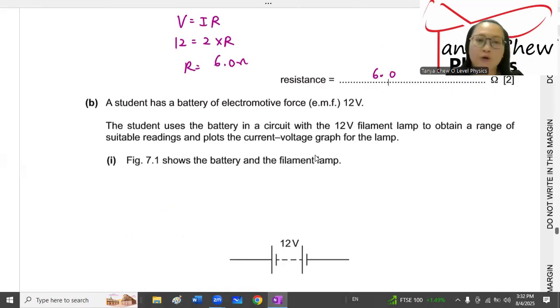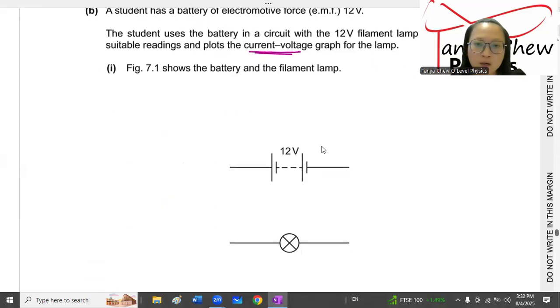But before we draw a circuit diagram, the student needs to plot a current voltage graph for the lamp. So if you want a current, you have to measure the current using an ammeter. An ammeter must be connected in series with the main circuit. Series means, to think of it simply, you just connect the ammeter beside the positive terminal or beside the negative terminal of the battery. That will save you a lot of work.